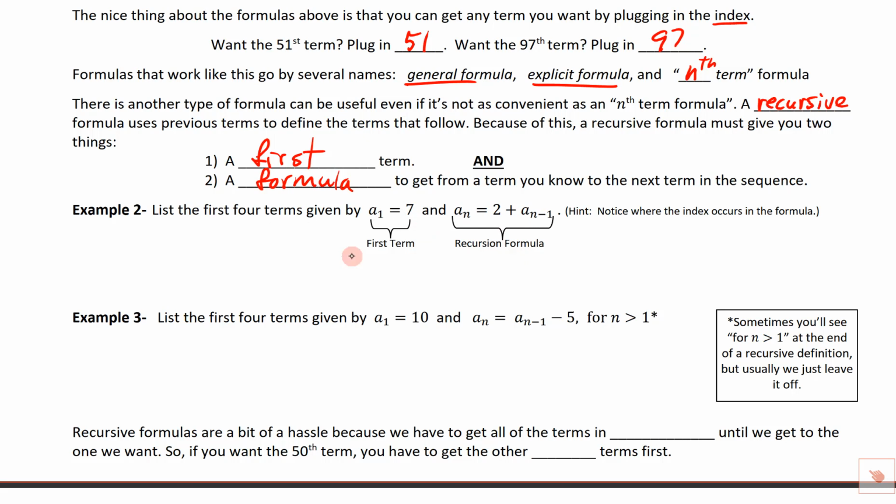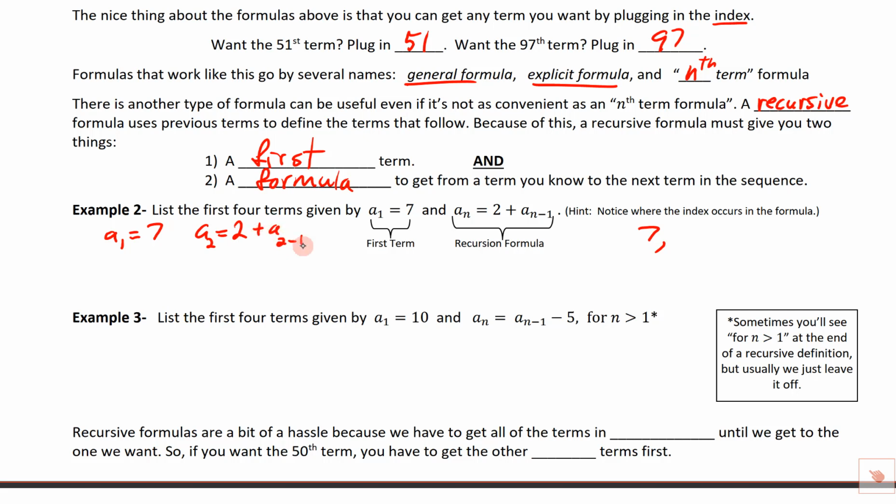So we've got this first term right here. So a sub 1, the a1 is just a 7. So I'm going to put a 7 off to the side right here. So we've got that one. And then here's the recursion formula. And notice where the index occurs in this formula. So the index, the term that we want, would go right here, just like we did before. Like if we want the second term, we're going to put it right here. So if I want a sub 2, then I put a 2 right here, and then I've got a 2 plus, and then I've got a sub n minus 1. Well, if I put a 2 right here for n, then I need to put a 2 right here for the other n. So this is going to be 2 plus, and then I have a sub 2 minus 1.